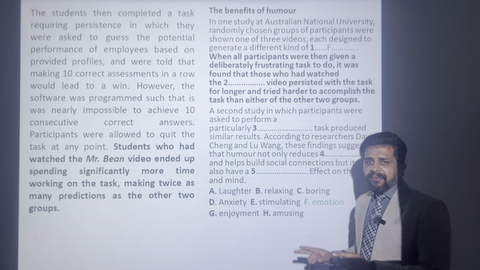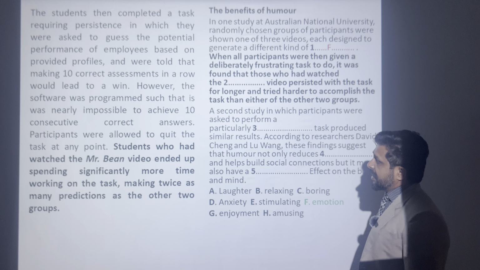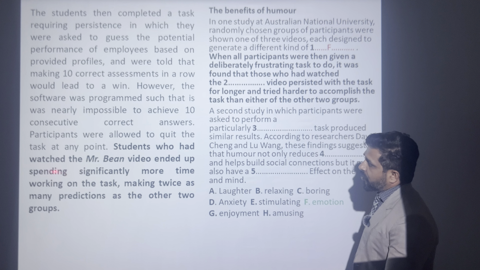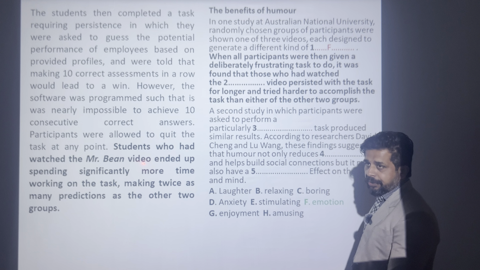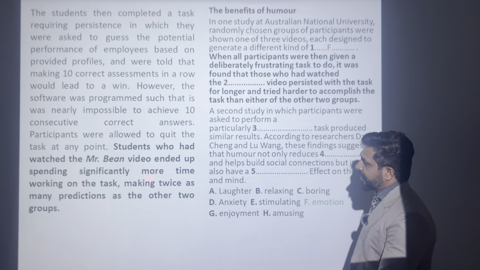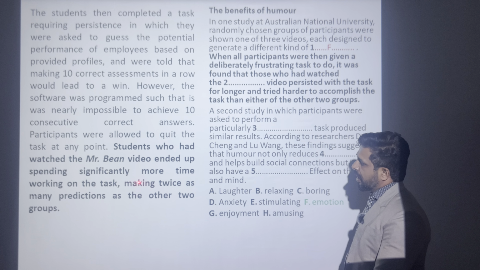Now we have to find that thing. What is that? It says students who had watched the Mr. Bean video ended up spending significantly more time working on the task, making twice as many predictions as the other two groups. Obviously, they worked longer than the other two groups. Who worked longer than the other two groups? Those who watched Mr. Bean videos.